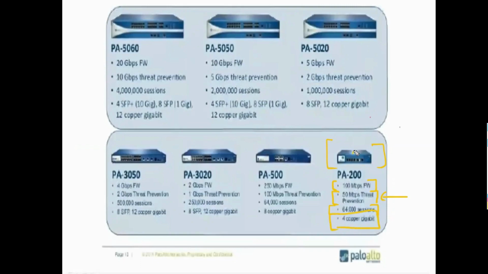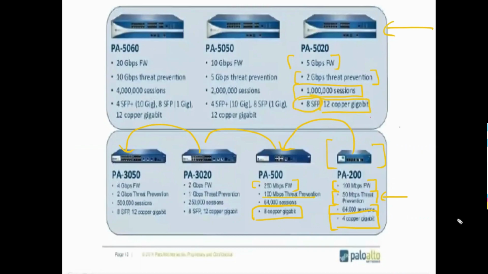If you want to go for a higher series, for example the PA500, this will provide you 250 Mbps firewall throughput. 100 Mbps is dedicated for threat prevention technique. It supports 64,000 sessions and 8 copper gigabit ports. You can go higher if required, PA3000, PA3050, PA5020, for example. This can provide you 5 Gbps firewall throughput, 2 Gbps dedicated for threat prevention technique, and it can support approximately 10 lakh sessions, 12 copper gigabit ports and 8 SFP ports.